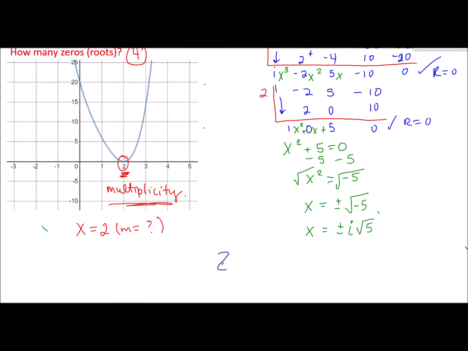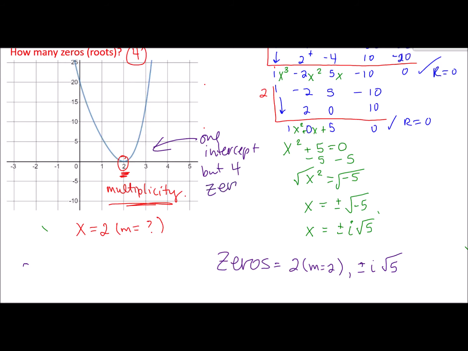And that means our final answer, here's my zeros. 2, it's a multiplicity of 2, right? We did it twice. And then plus or minus i square root of 5. So you are going to have complex answers in this with actual i's, imaginary solutions. We needed 4, but on the graph, it only showed 2. There's only one intercept, but 4 zeros.